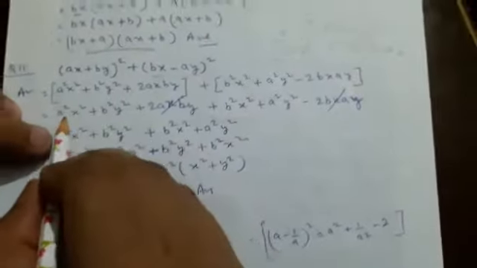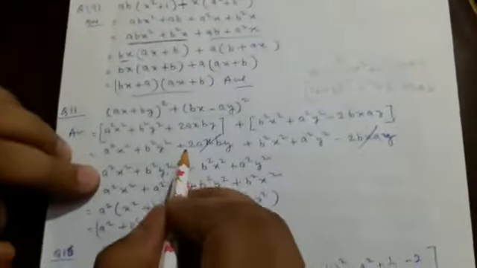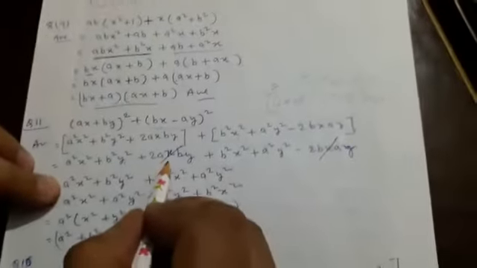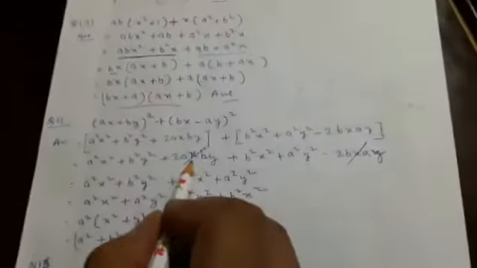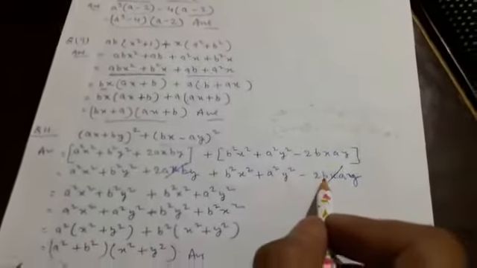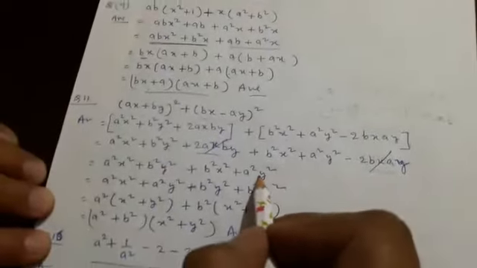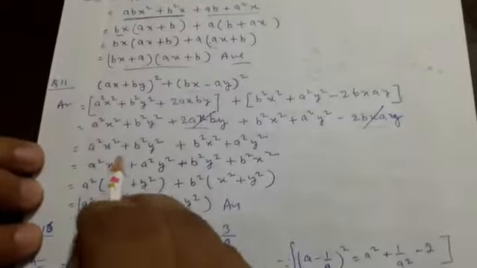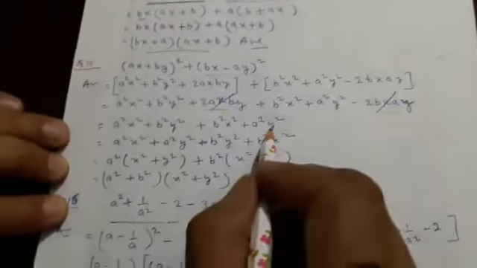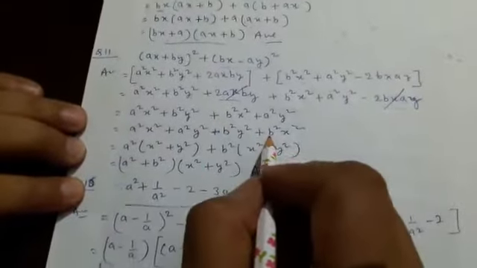Now open this bracket, a square x square plus b square y square plus 2axby plus b square x square plus a square y square minus 2bxay. So this term will cancel out because both are the same number. Now a square x square plus b square y square plus b square x square plus a square y square. Now a square x square plus a square, we will take this a square and y square on this side, a square y square plus b square y square plus b square x square.